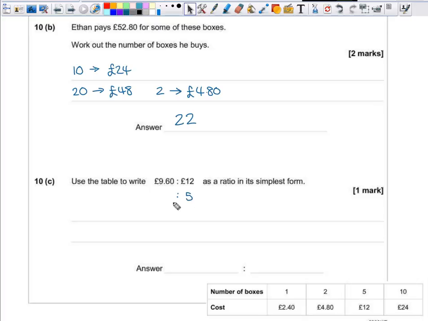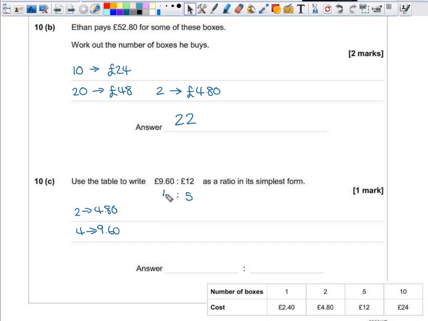But what about £9.60? Well, £9.60 is not on here. What you could do is keep adding 1 box each time until you've got to £9.60, or you could realise that if 2 boxes is £4.80, that means that 4 boxes must be £9.60.